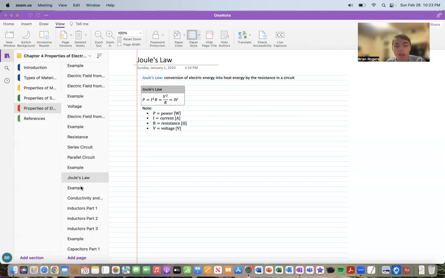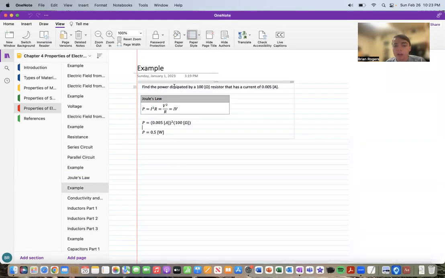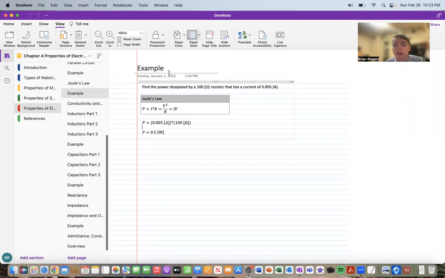Now that we talked about that, we're going to look at an example which asks to find the power dissipated by a 100 ohm resistor that has a current of 5 milliamps. And so here we have the current, we square it and then multiply it by the resistance to get the total power. Notice that power is in units of watts.